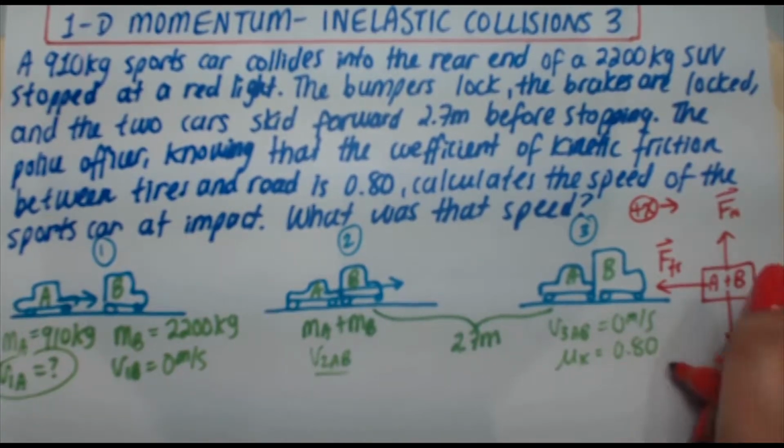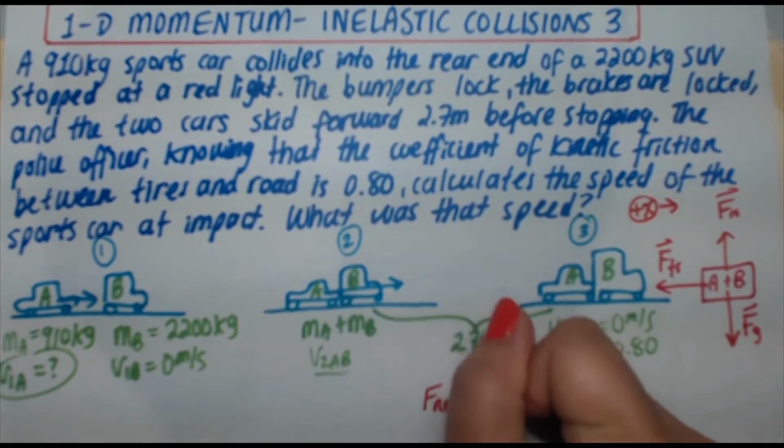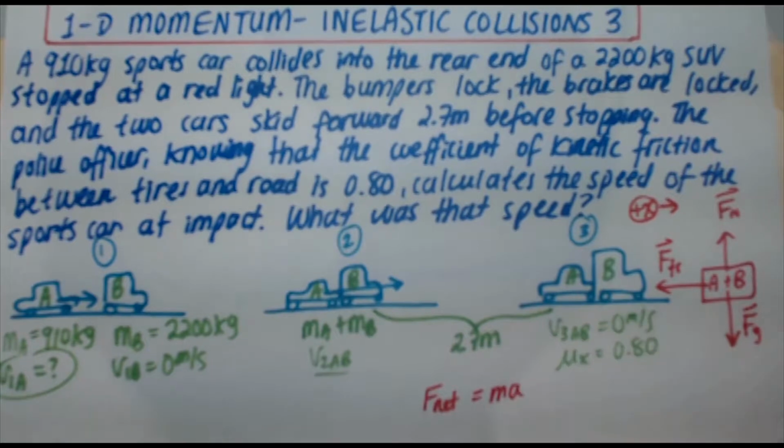Okay, so let's go ahead and do our Newton's second law. F net equals ma. My net force is friction, but it's going in the negative direction.